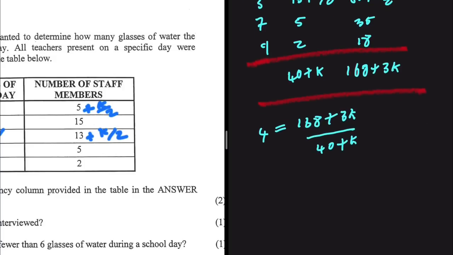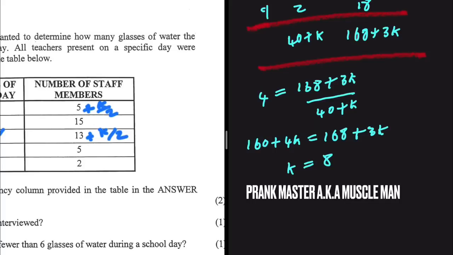If we cross multiply, 4 multiplied by 40 is 160. So this will be 160 plus 4k, which equals 168 plus 3k. Okay. If I take 3k to the left hand side, I'm going to have 4k minus 3k, which will be k. 168 minus 160 should be 8. Well, it seems like k is actually equal to 8 and not 12.